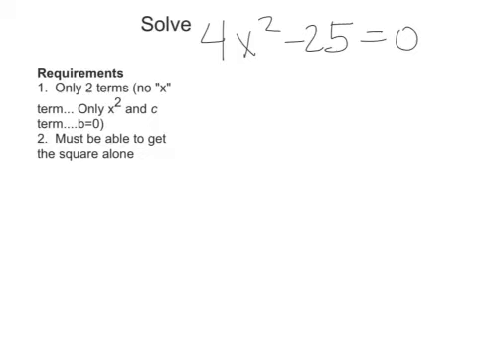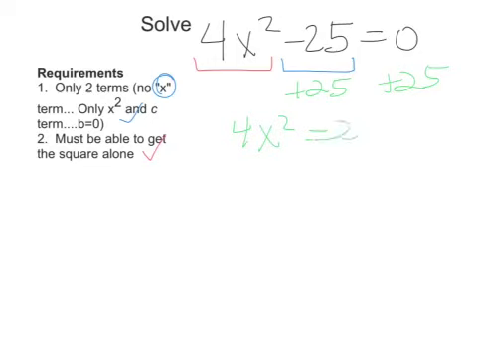So we look at the next example, and we're supposed to solve 4x squared minus 25 is equal to 0. So we go through our requirements, and there are only two terms. We have the 4x squared, and then we have our minus 25 term. So we can see that there's only two terms, and none of those terms have just an x. So we've met that requirement, and we will be able to get the squared term alone. To do that, we want to get rid of the 25. So I'm going to add 25 to both sides. Rewrite the equation as 4x squared is equal to 25.